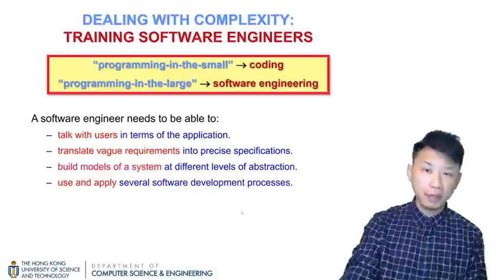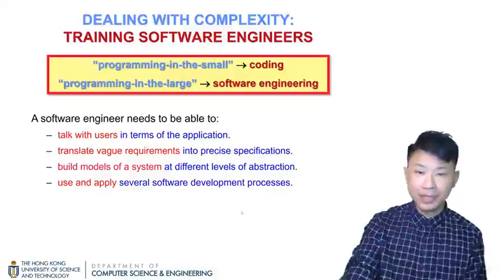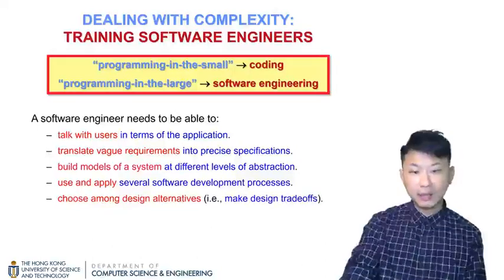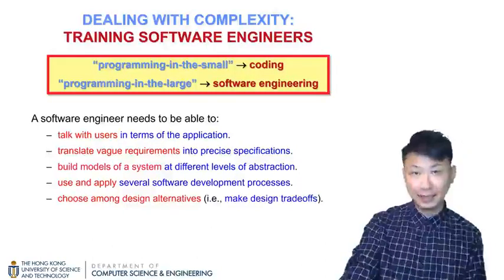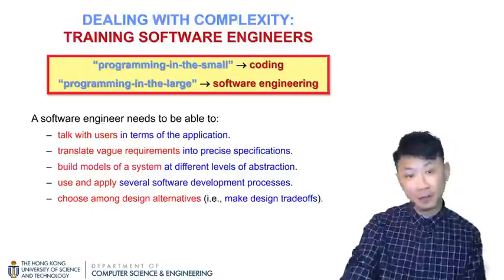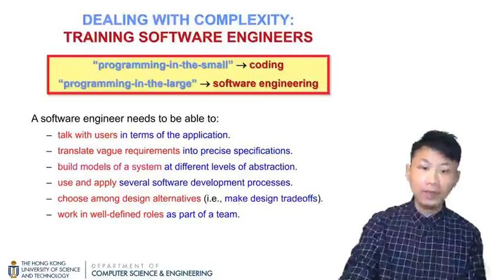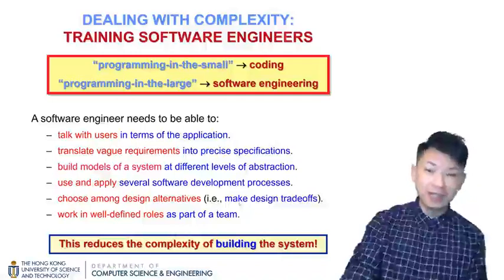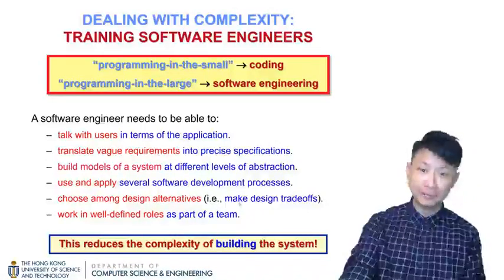And also you have to use and apply several software development processes. We're going to talk about different development processes in one of the upcoming lectures. You also have to choose the appropriate design and make design trade-offs, and work as a team. This is going to reduce the complexity of building the system.